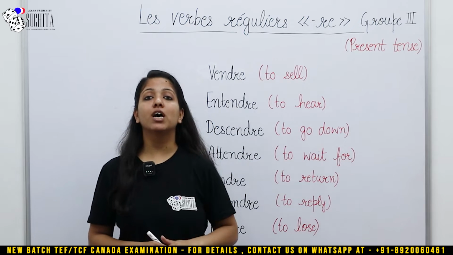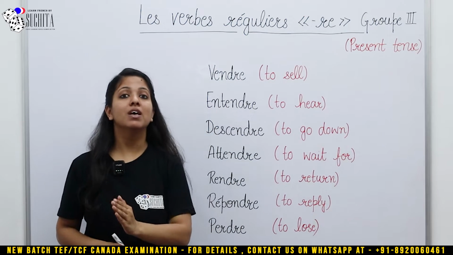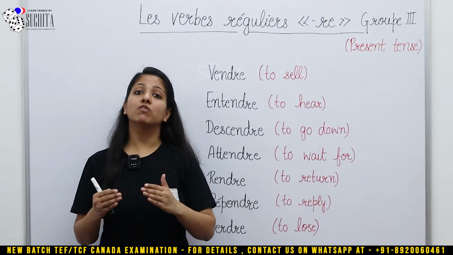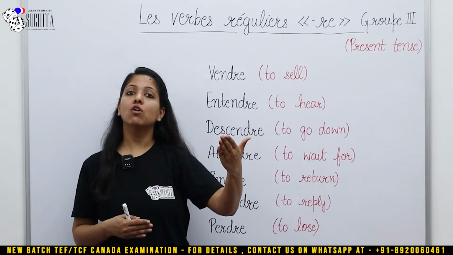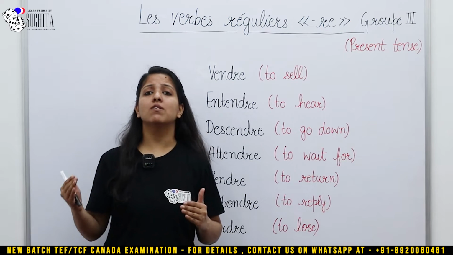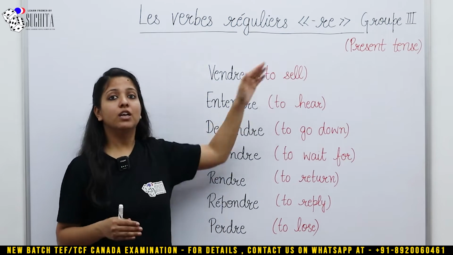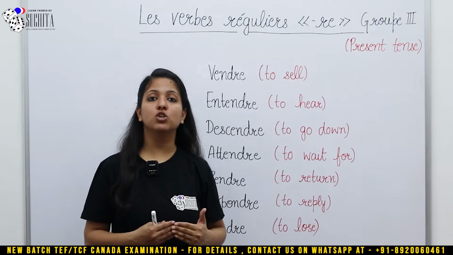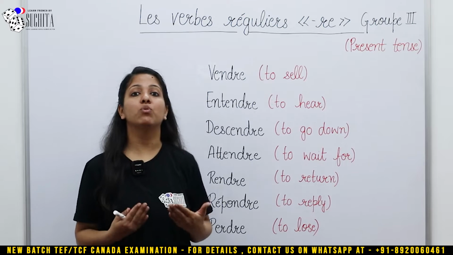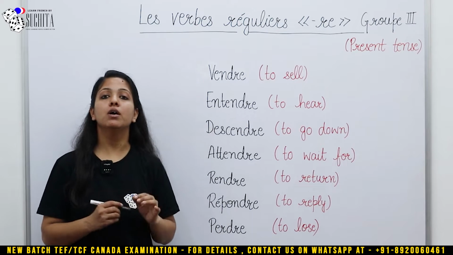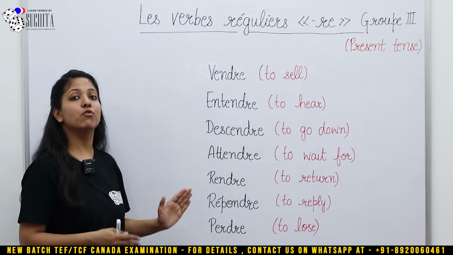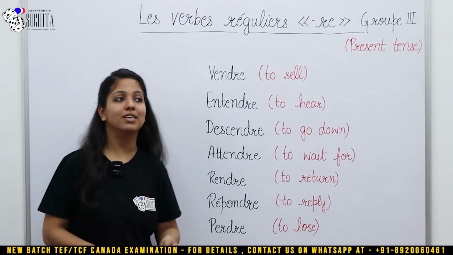Now group 3, which are regular RE verbs and all the irregular verbs, all the irregular verbs which belong to the ER category, the IR category or RE. So all the irregularities also fall under group 3. What we are going to learn in this video are regular RE verbs. Of course, they are group 3 verbs, and we will learn how to conjugate them in the present tense. Before we learn that, let's look at a few verbs which belong to this category.